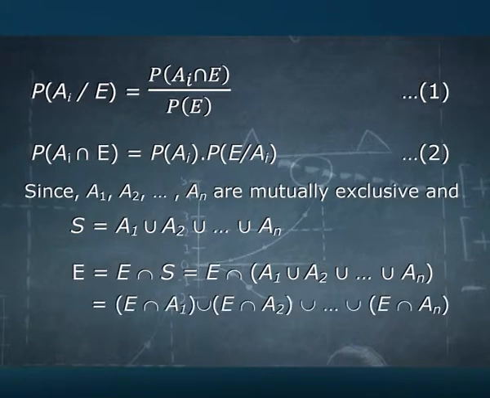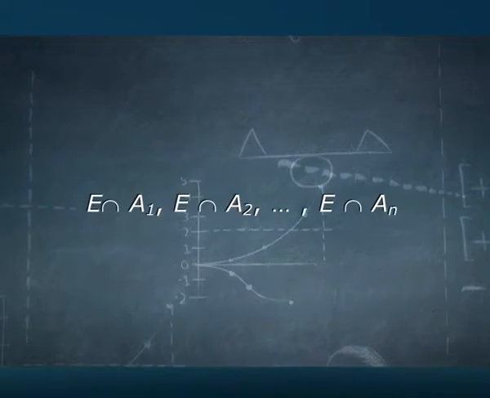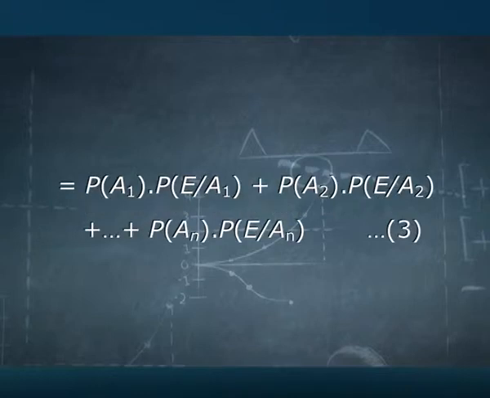Clearly E intersection A1, E intersection A2, and so on up to E intersection AN are mutually exclusive events. Hence, by the addition theorem of probability, we will have probability of E equals probability of E intersection A1 plus probability of E intersection A2 plus so on, probability of E intersection AN. So that is equal to probability of A1 times probability of E given A1 plus probability of A2 times probability of E given A2 plus so on, probability of AN times probability of E given AN. Let's call this equation 3.